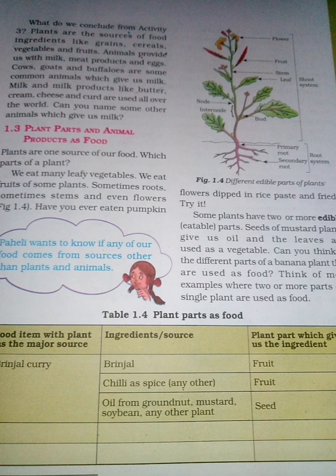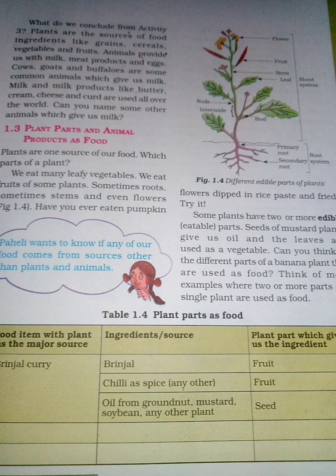So now what do we conclude from activity 3? Plants are the sources of food ingredients like grains, cereals, vegetables, and fruits. Animals provide us with milk, meat products, and egg. Cows, goats, and buffaloes are some common animals which give us milk, and milk products like butter, cream, cheese, and curds are used all over the world. Can you name some other animals which give us milk?